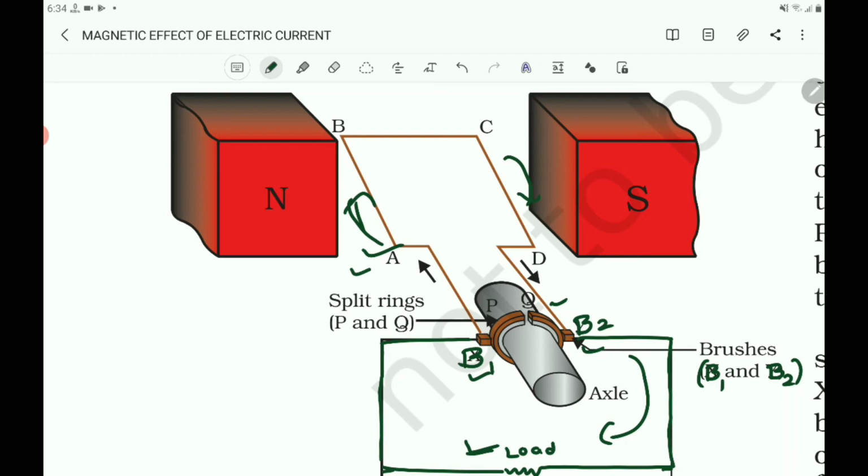Even though the electric current in the coil passes from D to C, C to B and B to A, that is in the direction DCBA, in the external circuit the current flows in the same direction, that is from B2 to B1. Hence a unidirectional current flows in the external circuit, because of the split rings. Here the connection of the split ring changes and the direction of the current will not change in the external circuit.